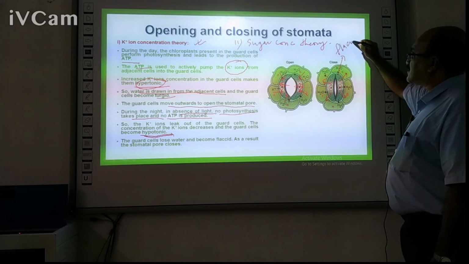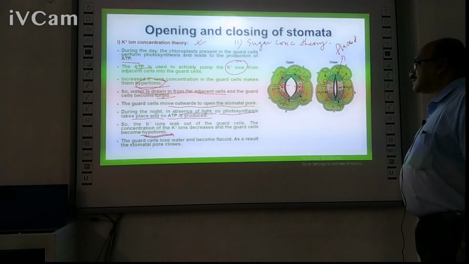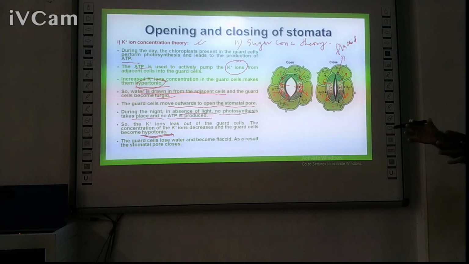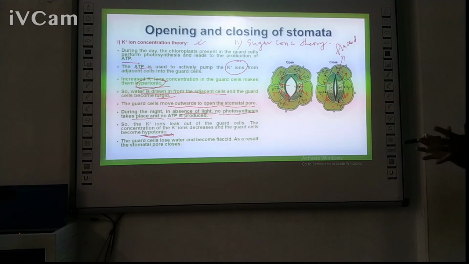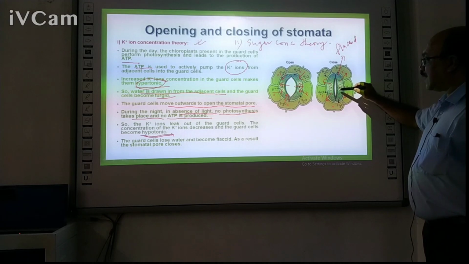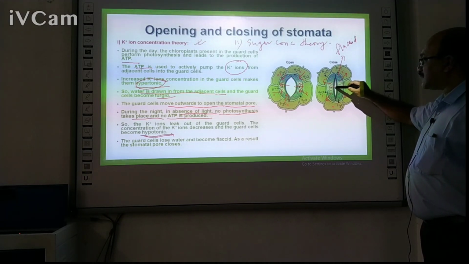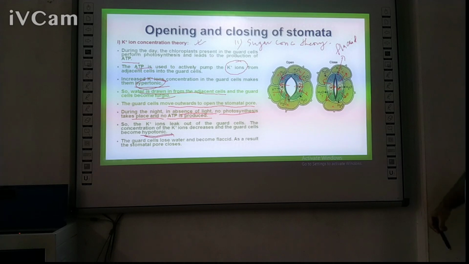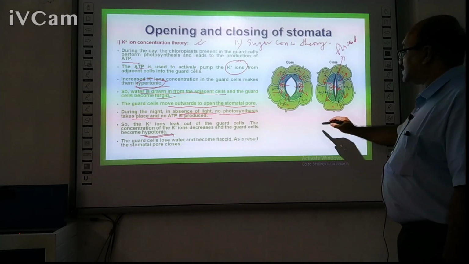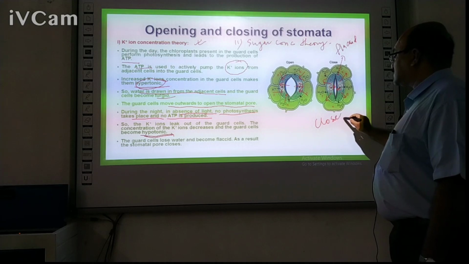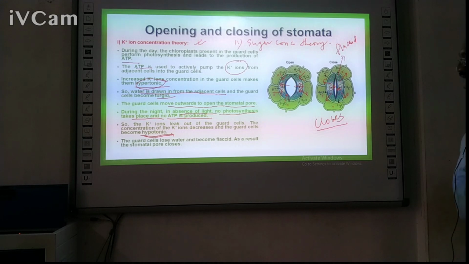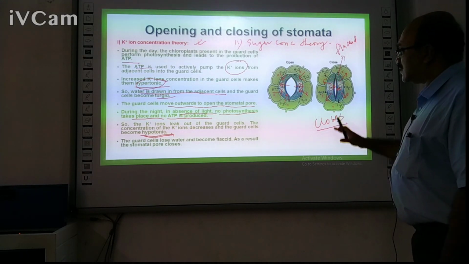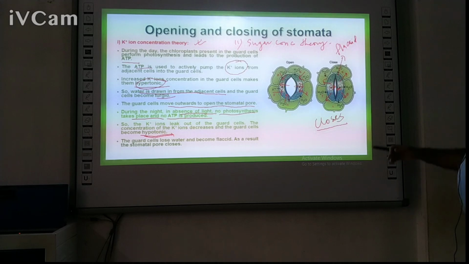As the guard cells become flaccid, they cannot remain in that curved position anymore. They become very weak and limp. So, the inner walls now come closer to each other and this stomata gets closed. So, stomata closes as the inner walls of the guard cells come closer to each other. That is how stomata closes during the night when there is no sunlight.